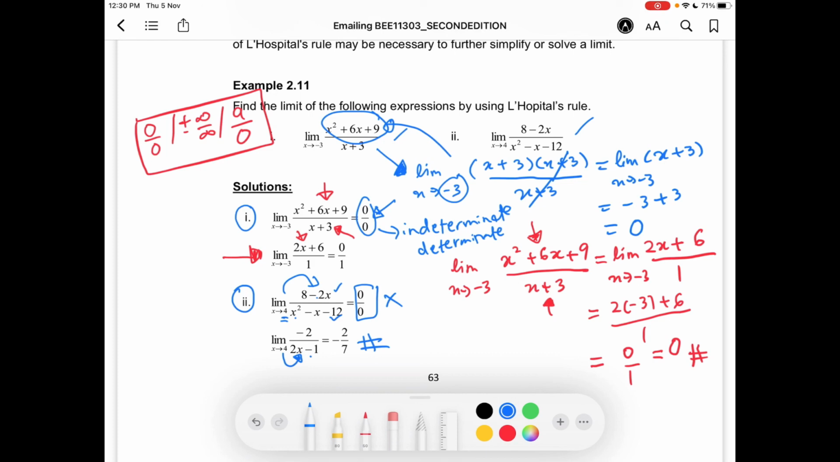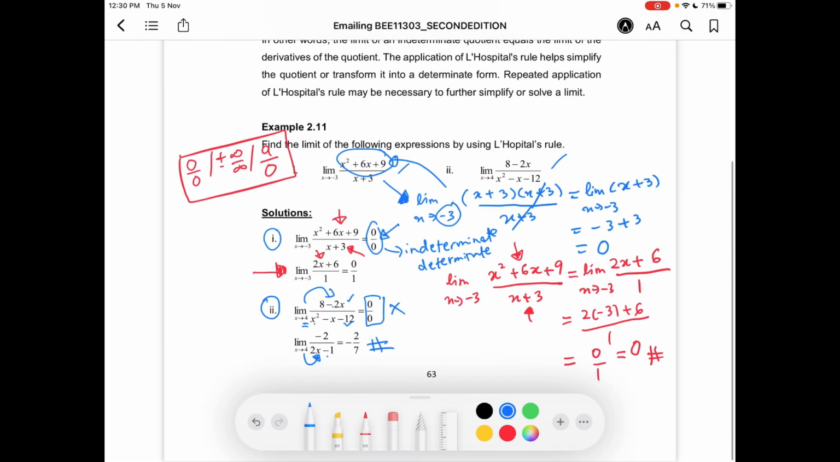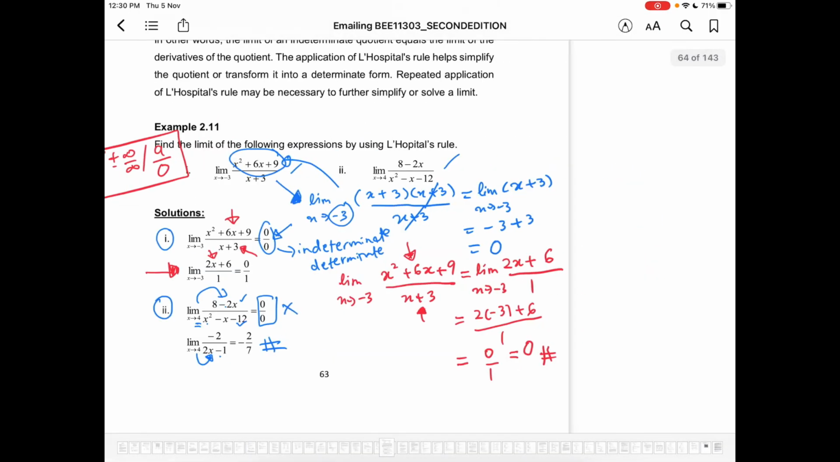If it doesn't tally, if your answer using L'Hopital's rule is a different value from the answer that you get from the limit solution, it means there is something wrong with your limit solution, so you need to figure it out. So that's my tip for your test later on.